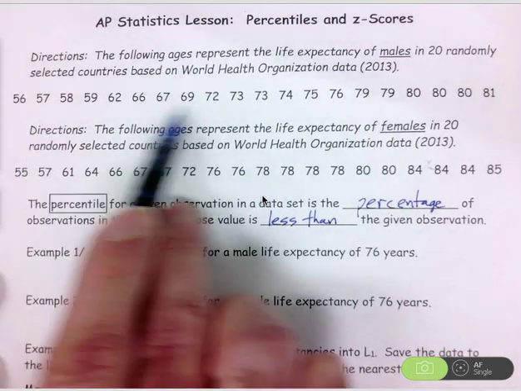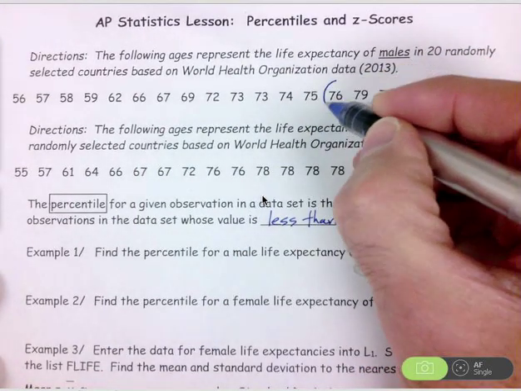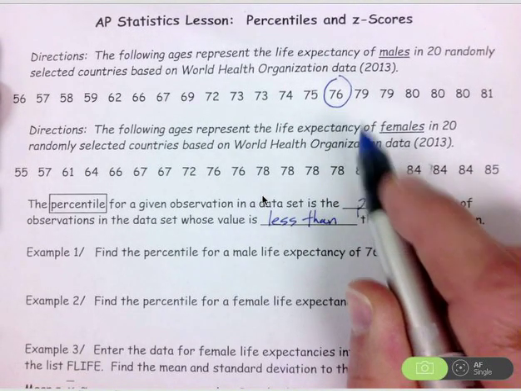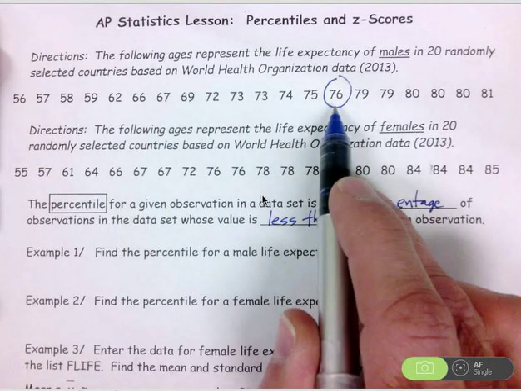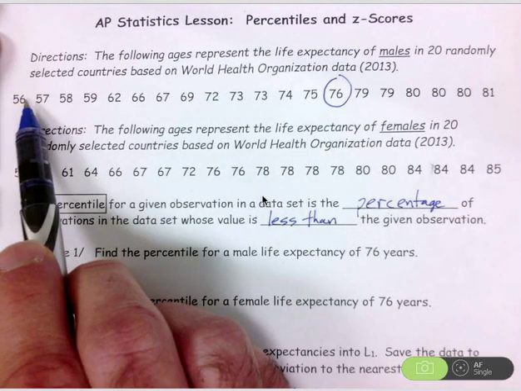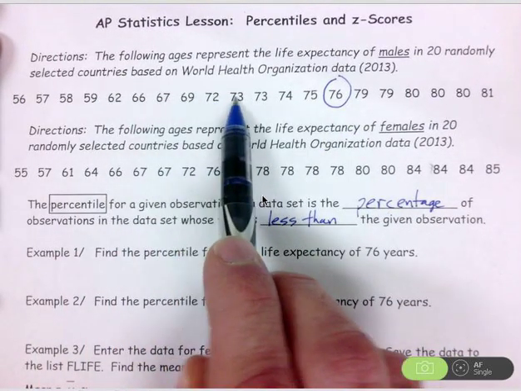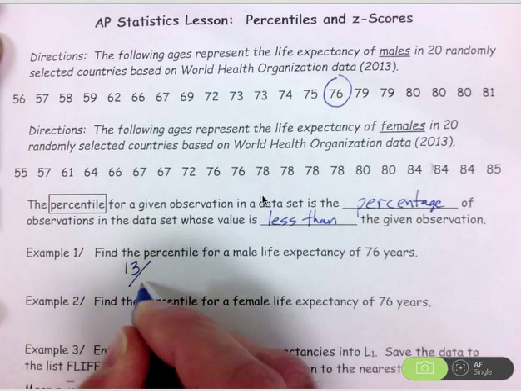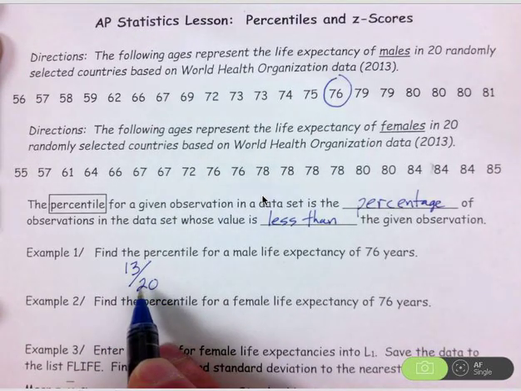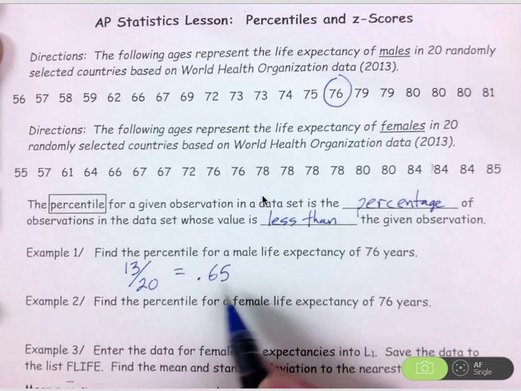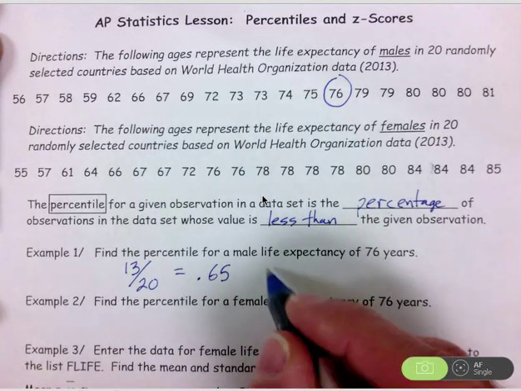Well, here are the data for the males. Here is the 76. So if I want the percentile for this observation, I want the percentage of observations that are less than the given observation. So I'm not going to include the 76. I'm going to include the values that are less than 76. So there are 1, 2, 3, 4, 5, 6, 7, 8, 9, 10, 11, 12. There are 13 of those. So the percentile is 13 out of 20. So as a fraction, 13 out of 20, if you turn that into a decimal, that's going to equal 0.65. So that is the 65th percentile.